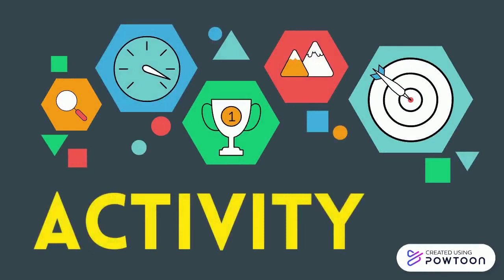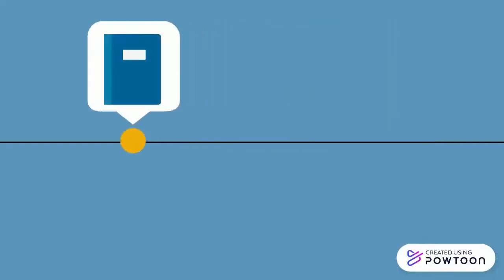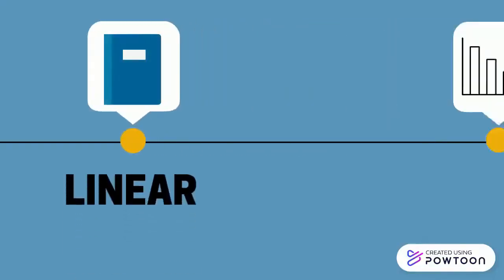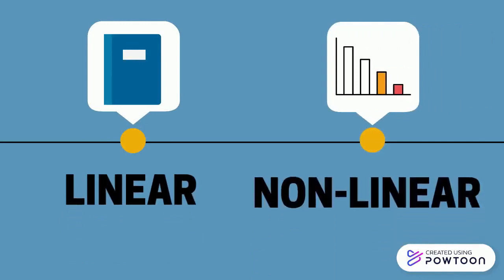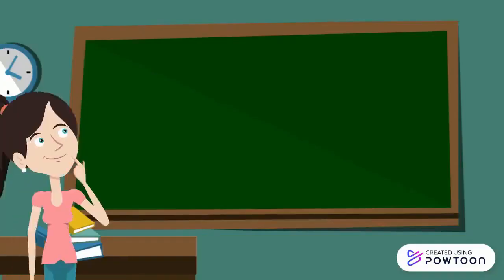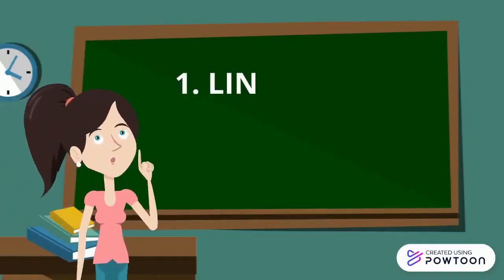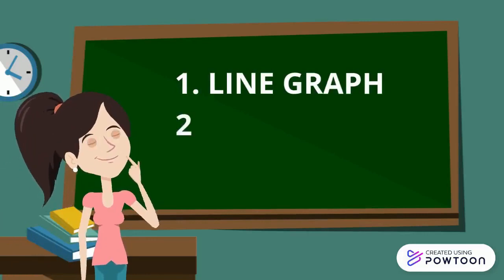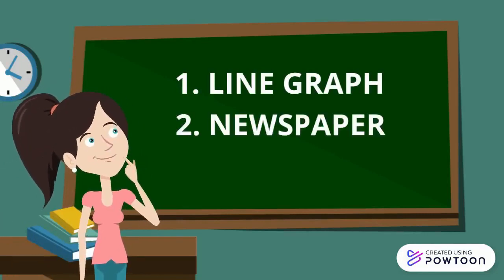I think you are now ready to do the activity. Classify the items as to linear or non-linear text. Number 1, line graph. 2, newspaper.